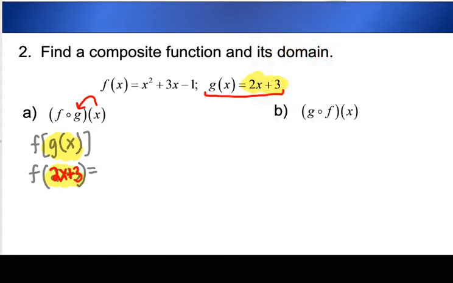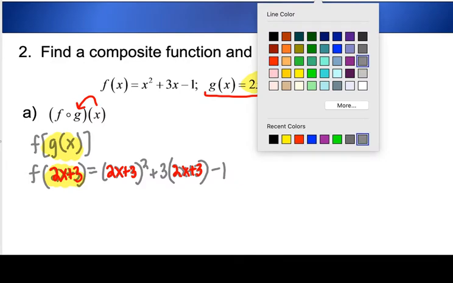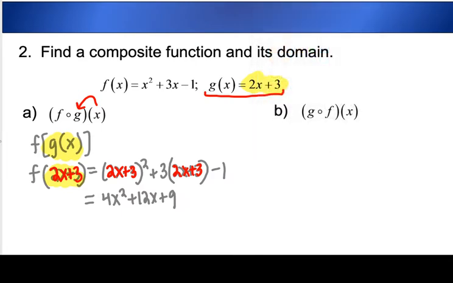So I go to the f function, and instead of x squared, I'm going to have 2x plus 3 quantity squared. And instead of 3 times x, I'm going to have 3 times 2x plus 3 minus 1. So instead of x squared, I had 2x plus 3. And instead of 3x, 3 times the quantity 2x plus 3. So 2x plus 3 times itself is 4x squared plus 12x plus 9. I encourage you to practice squaring binomials so that you can just do that multiplication in your head.